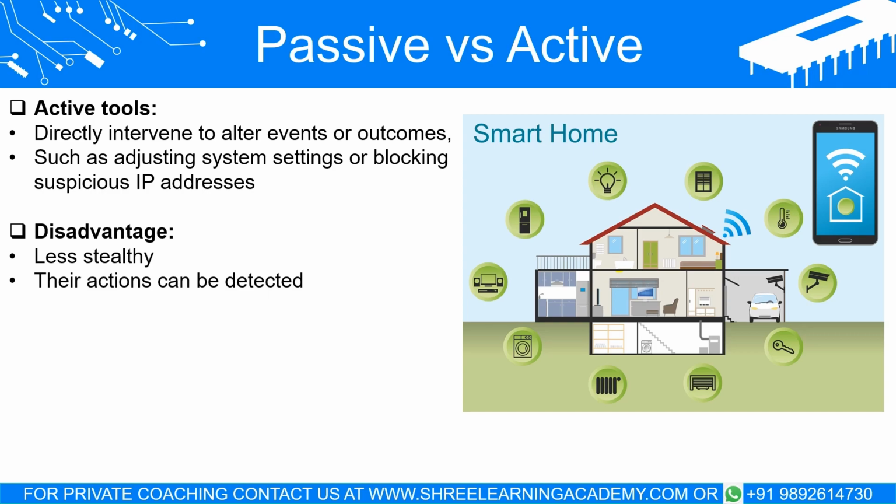However, the active nature of these tools means their actions are typically detectable by the event or subjects of the event. Using the smart home security system example, the burglar would immediately realize they have been detected when the alarm goes off. Similarly, a hacker might notice when their IP gets blocked or their connection gets dropped. This makes the active tools less stealthy than their passive counterparts.